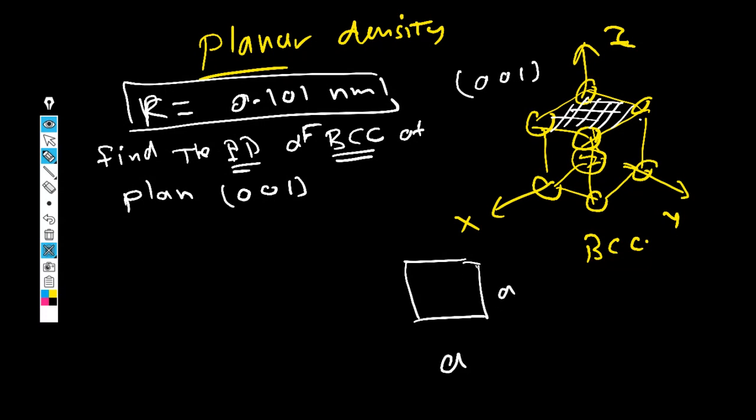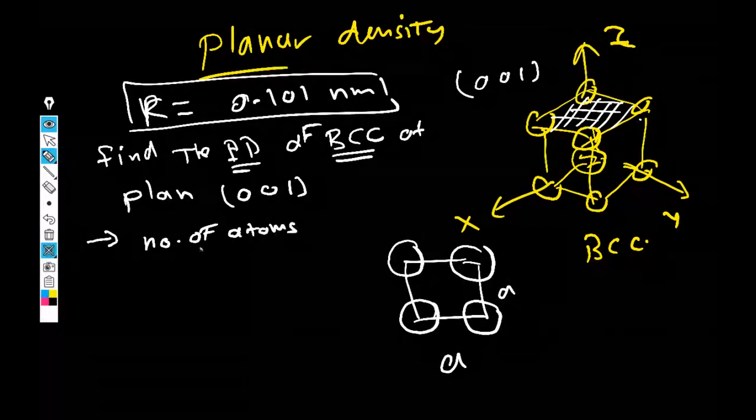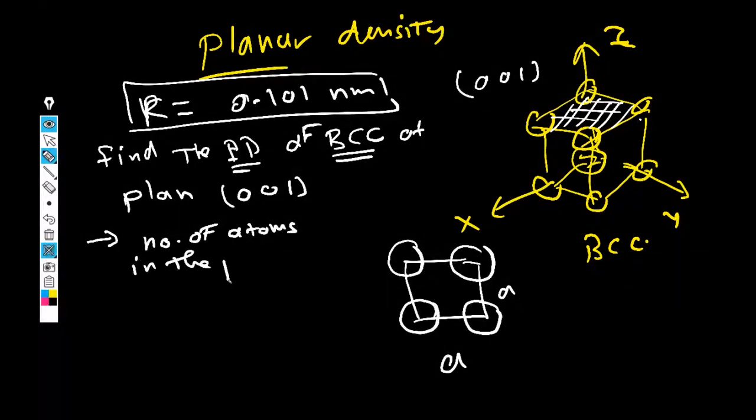Is that a square? We have only atoms at the corners. Now I am talking about the area, guys. I'm talking about the area. It's very important for students to understand. First, find the number of atoms in the plane. Let's get it together, guys. Look here, guys.